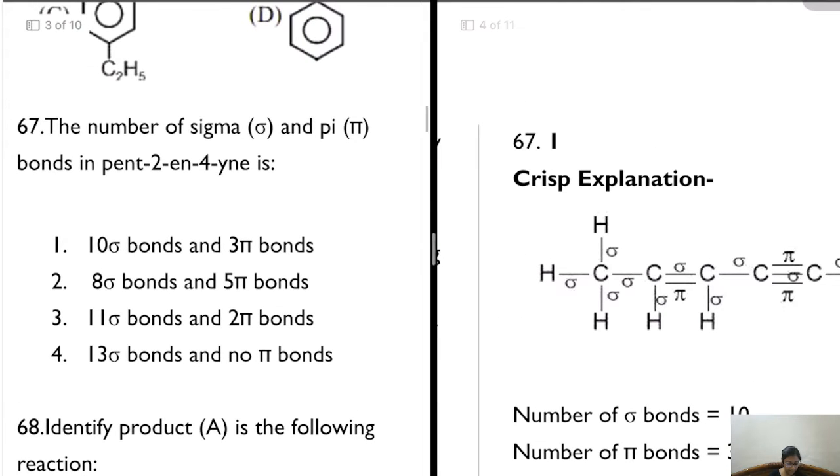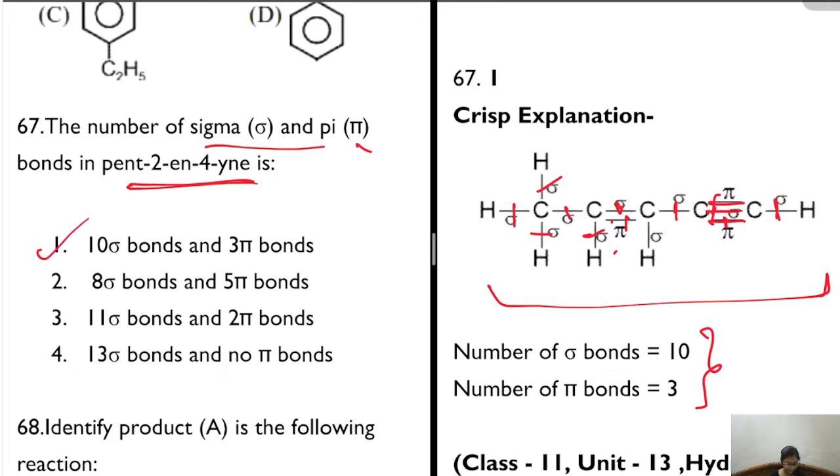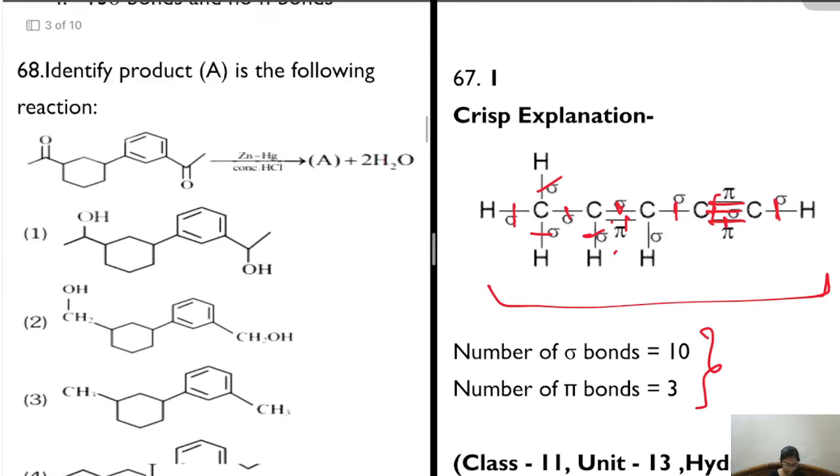The number of sigma and pi bonds we have to calculate in this structure. What is this structure? Pent-2-ene-3-yne, 4-yne. Okay. So we can now easily calculate sigma bonds. These are the sigma bonds, and two pi bonds. Then here we have two. Okay, two here and one here. So 10 and 3 is the correct answer. You can calculate. Let's see the next question.